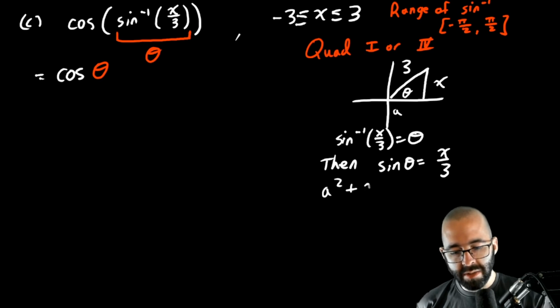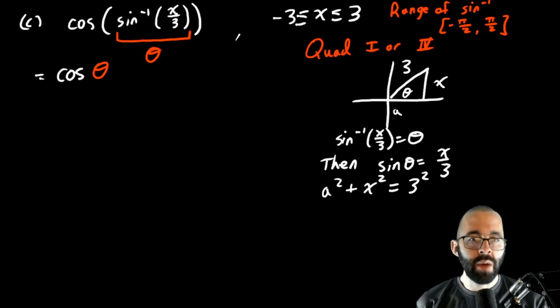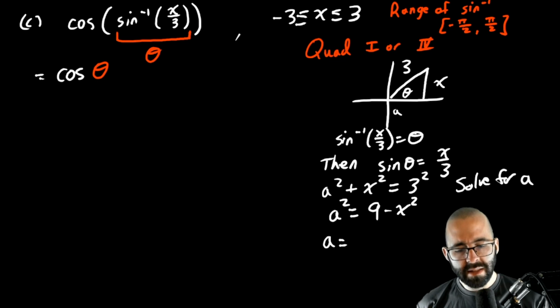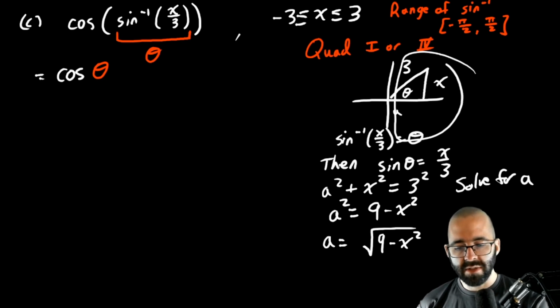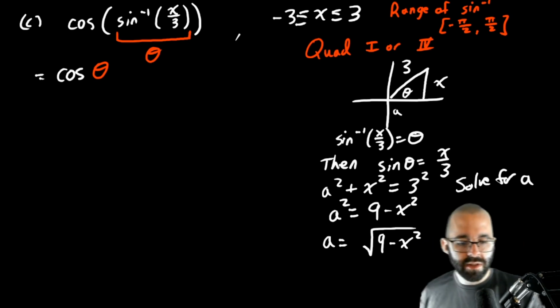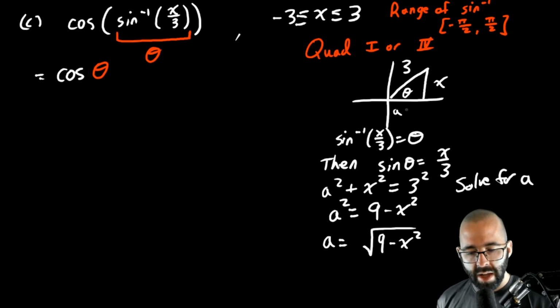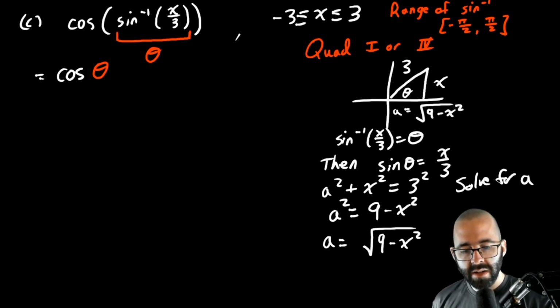Well, I know a squared plus x squared equals 3 squared. And we need to solve for a. So subtract x squared. That'll just give us 9 minus x squared, and take the square root. So it's either positive or negative. We actually know it's positive here because of the range of sine. We're either in the first quadrant or the fourth quadrant, so this is going to be a positive x coordinate. So a is equal to the square root of 9 minus x squared.